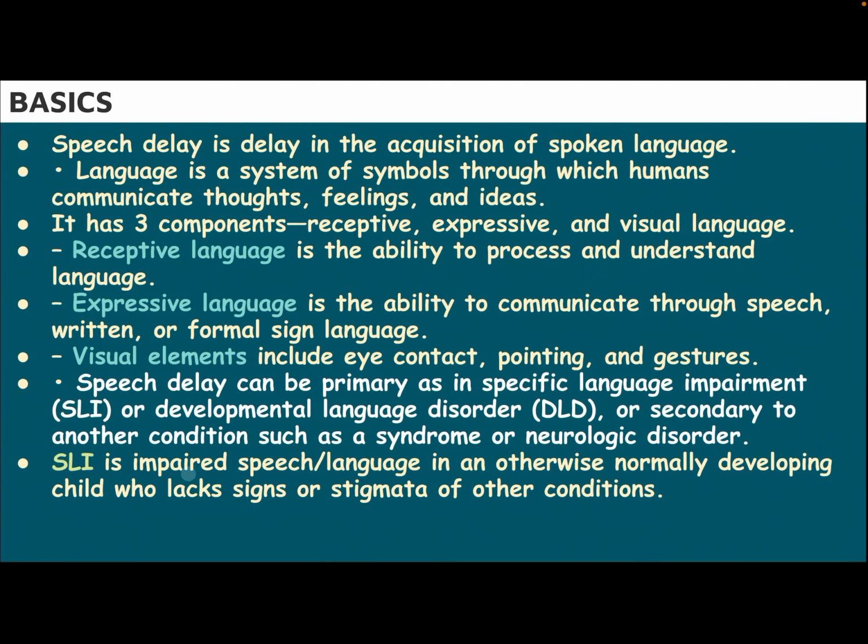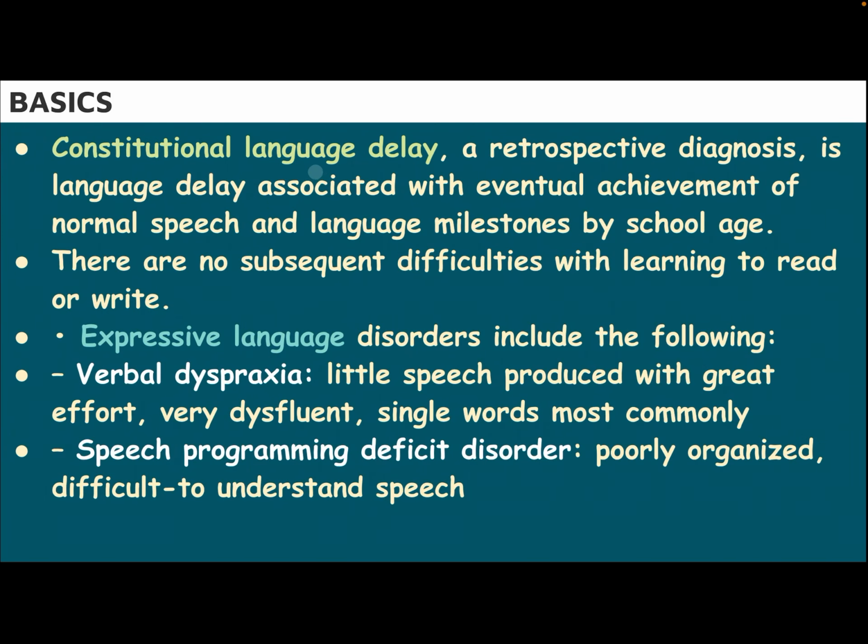Specific language impairment is impaired speech or language in an otherwise normally developing child who lacks signs or stigmata of another condition. Constitutional language delay, a retrospective diagnosis, is language delay associated with eventual achievement of normal speech and language milestones by school age. There are no subsequent difficulties with learning, reading, or writing.